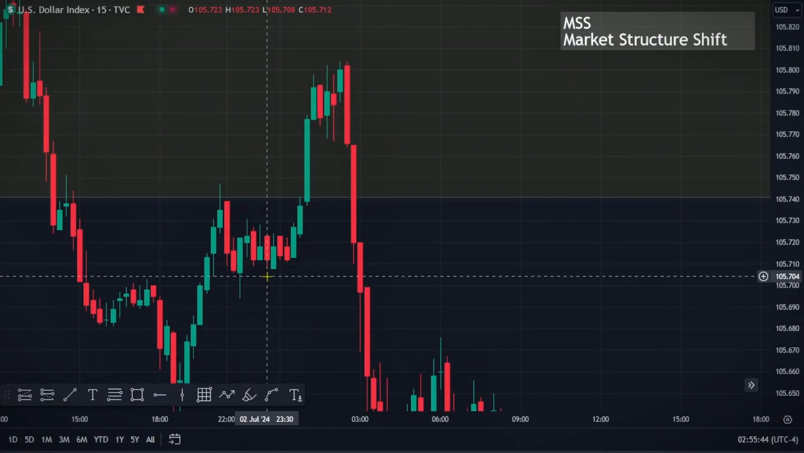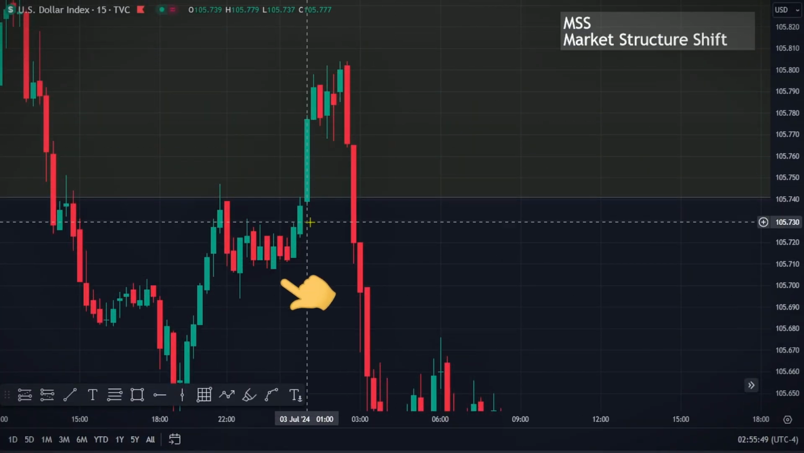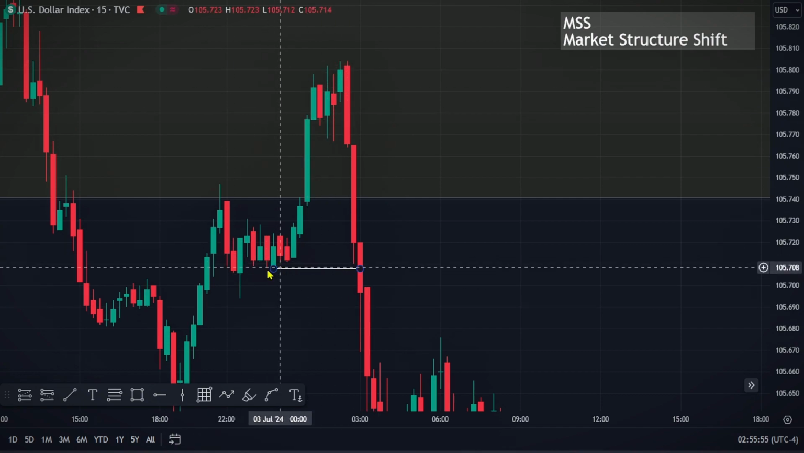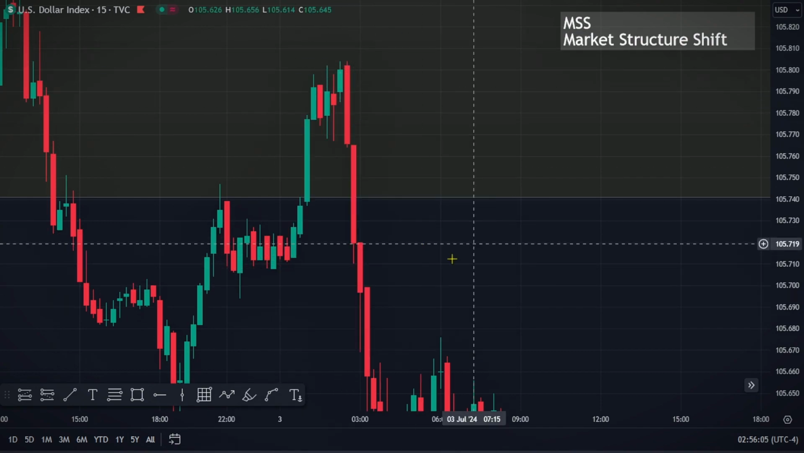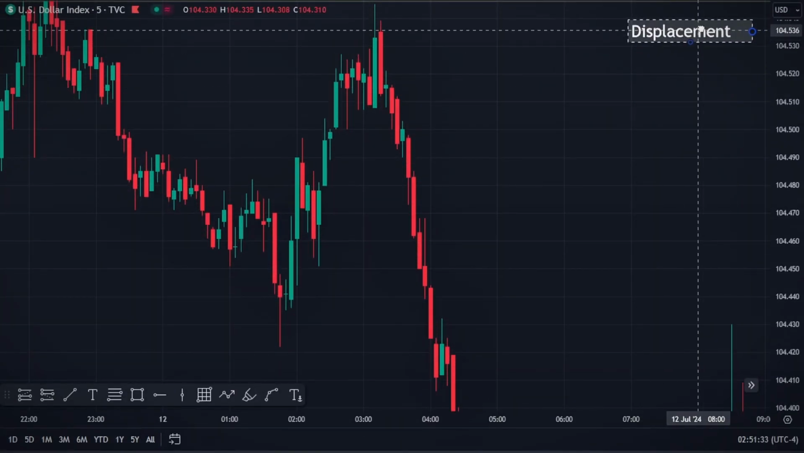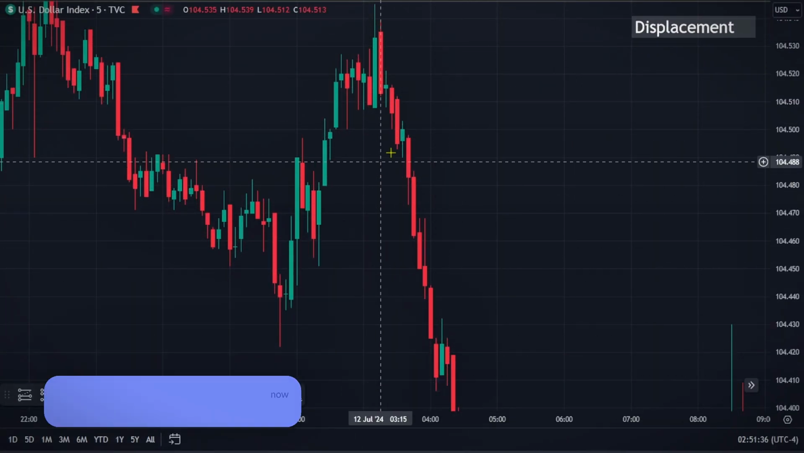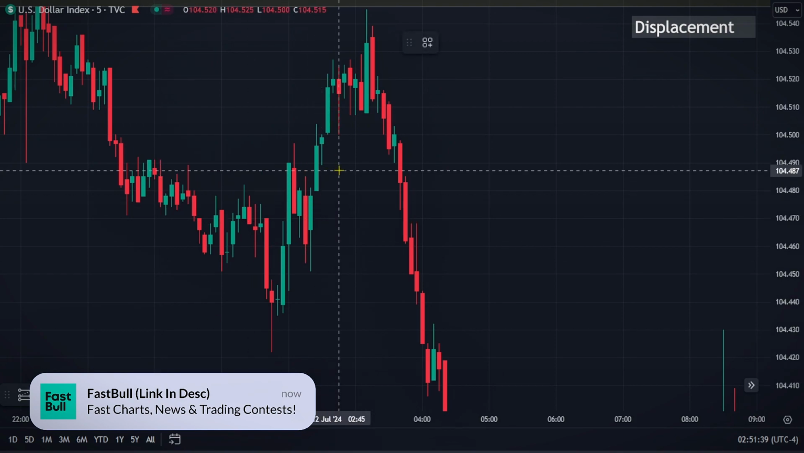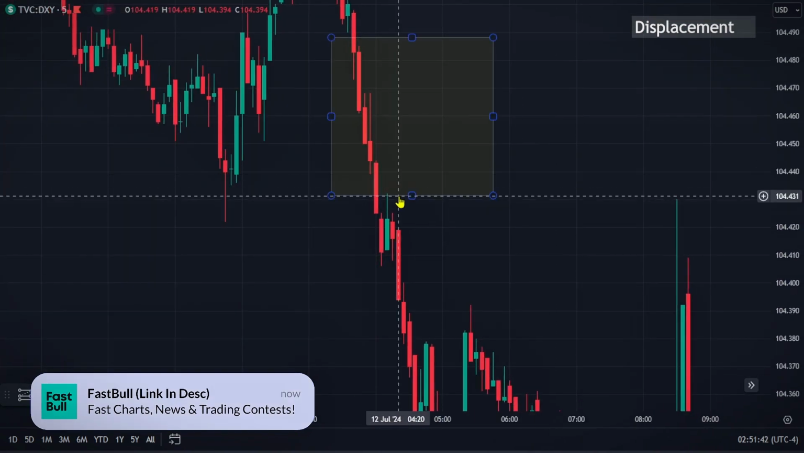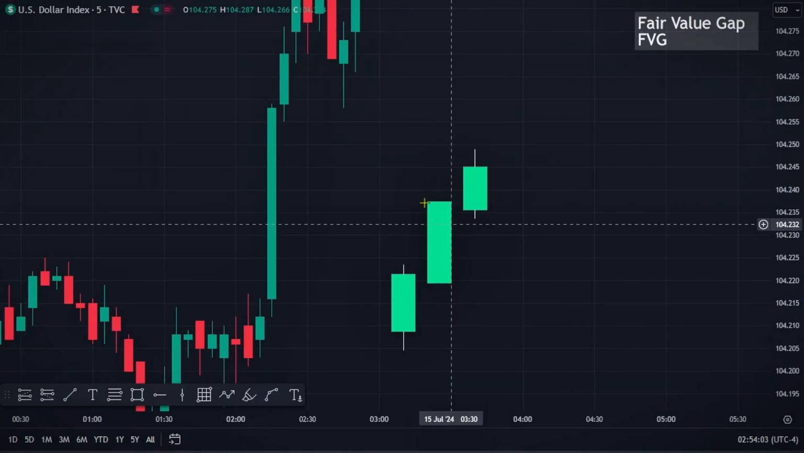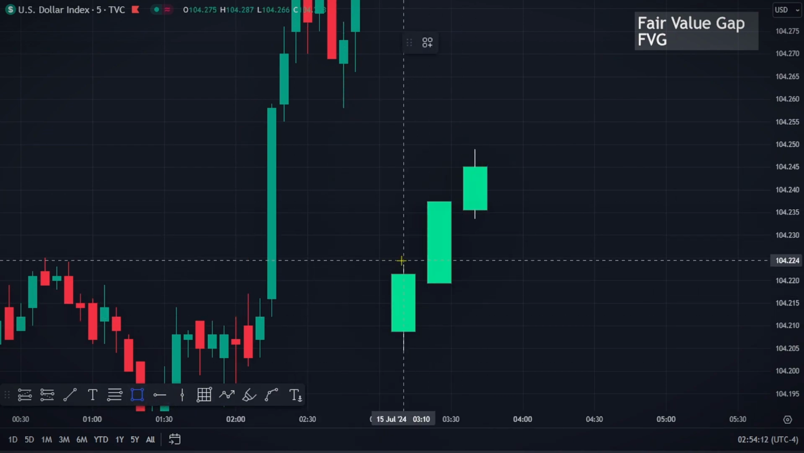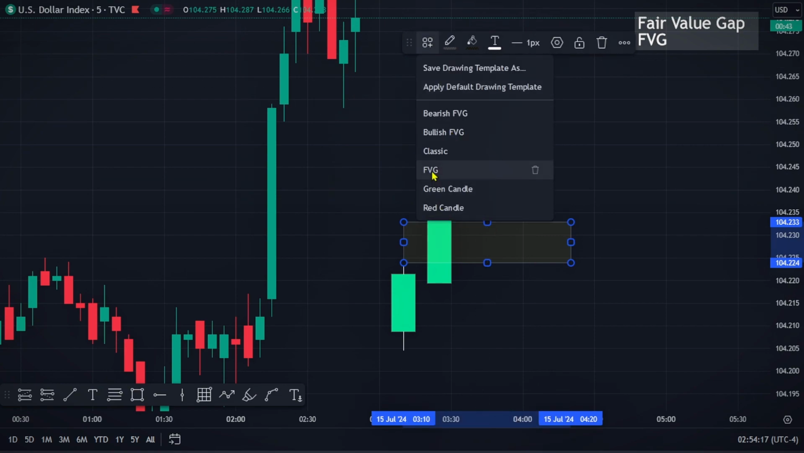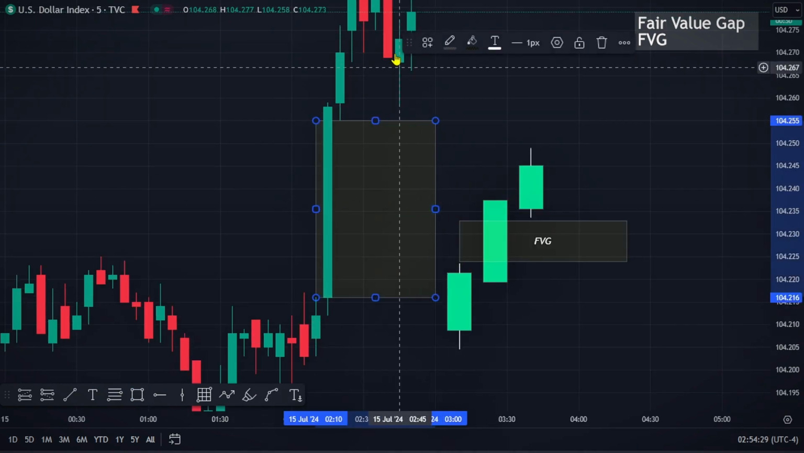Market structure shift is when the price closes beyond the recent swing point, indicating a shift in order flow, either from bearish to bullish or bullish to bearish. Displacement is a strong, energetic price movement that suggests a large entity or institution is driving the price. Fair value gap is the gap left between the first and third candles during displacement. FVGs often act as magnets for price, pulling it back to fill the gap.